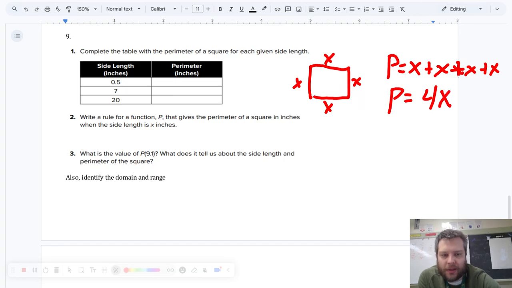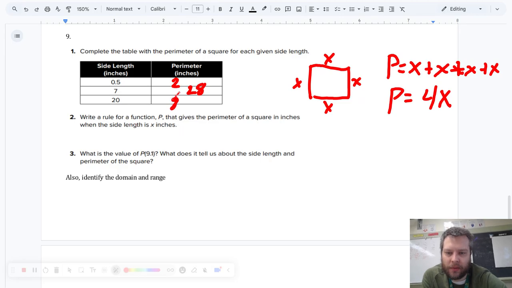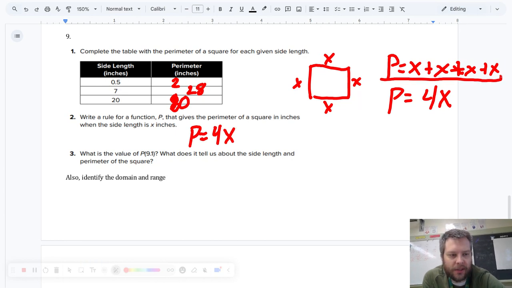If my side length is 0.5, my perimeter is 2. If the side length is 7, my perimeter is 28. I'm just multiplying the number on the left by 4 to get the number on the right. That's the same answer you'll get if you just do that number plus itself 4 times. So P equals 4x, or you can write x plus x plus x plus x. That's not wrong at all.